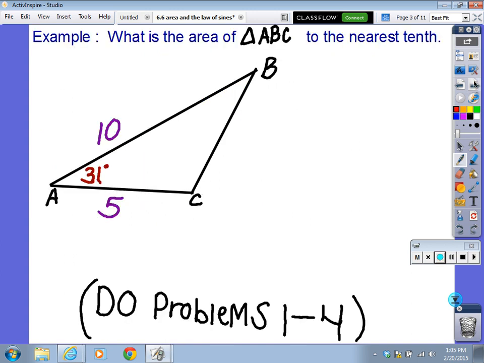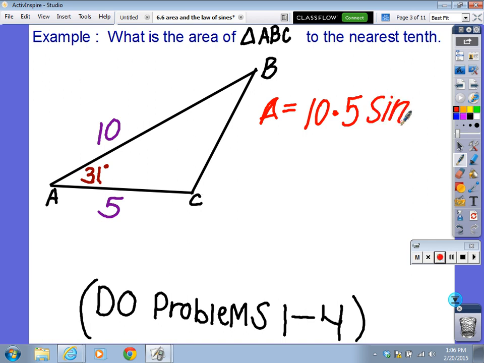Here we go, let's apply it. So now once again, what is the area of triangle ABC to the nearest tenth? Notice, this does not have a height. We don't have an altitude dropped straight down with the right angle, so we can't use 1/2 times base times height. But that's okay, we learned this new area formula. So area is equal to this side times this side, so 10 times 5 times sine of the angle between.